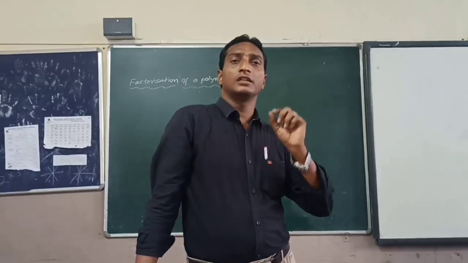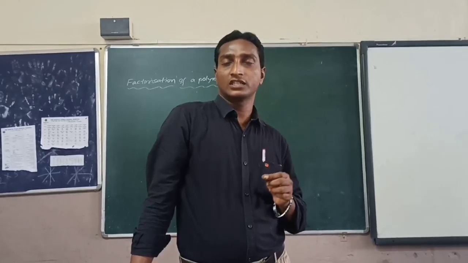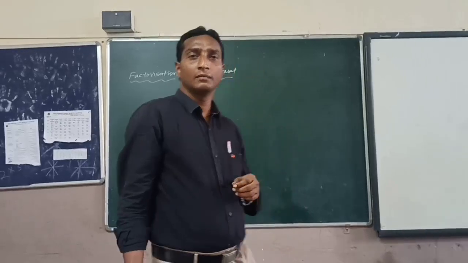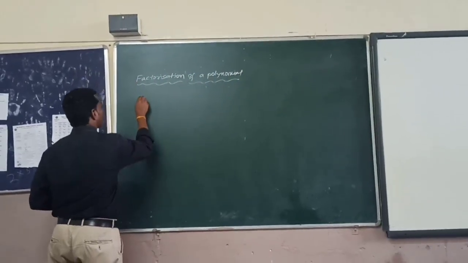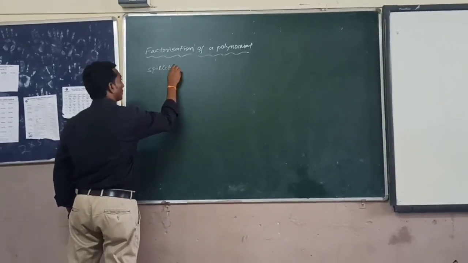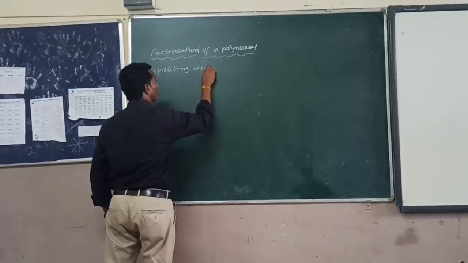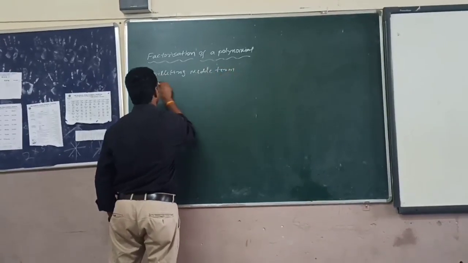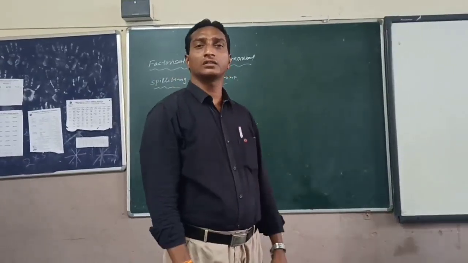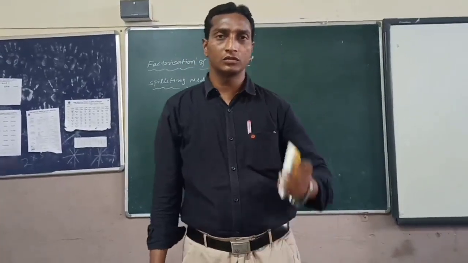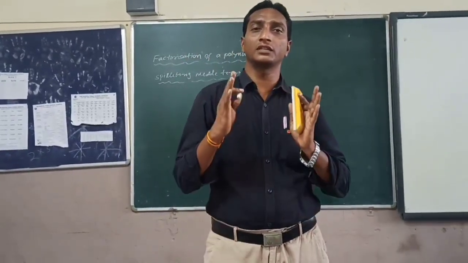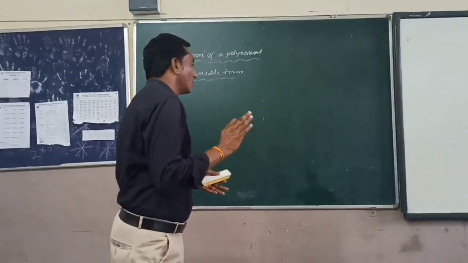In the textbook, they give one method for factorization of a polynomial, that is splitting the middle term. By using the splitting middle term method, we find the factors of any polynomial. This is the important method. So what is the process of splitting the middle term? Let's first take one example.